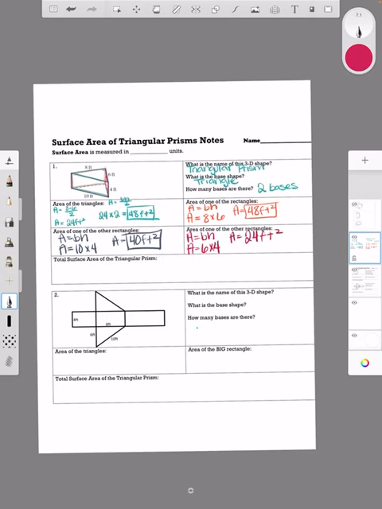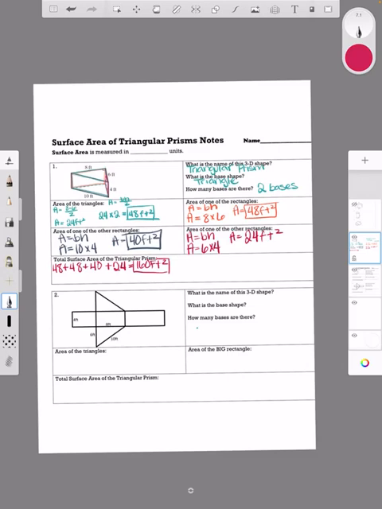So I'm going to add 48 plus 48 plus 40 plus 24. All right, so when I add 48 plus 48 plus 40 and plus 24, I end up with 160 feet squared for my total surface area.